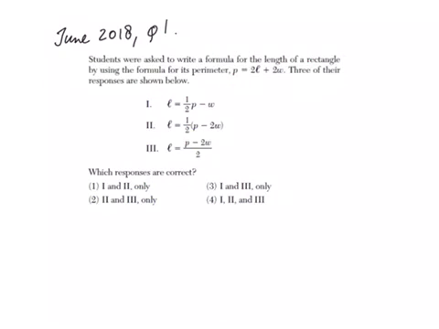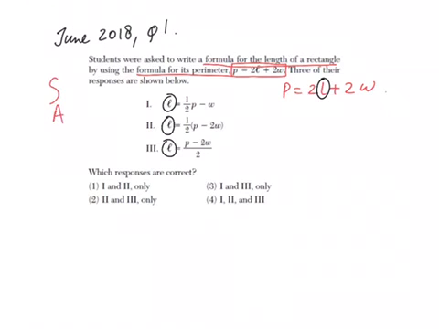Okay, so we are given this situation. Students were asked to write a formula for the length of a rectangle by using the formula for its perimeter. So this is given, P is equal to 2L plus 2W. In all these answer choices, L is the subject. So let's make L the subject and see which ones are true. Alright, use SADMAP again.